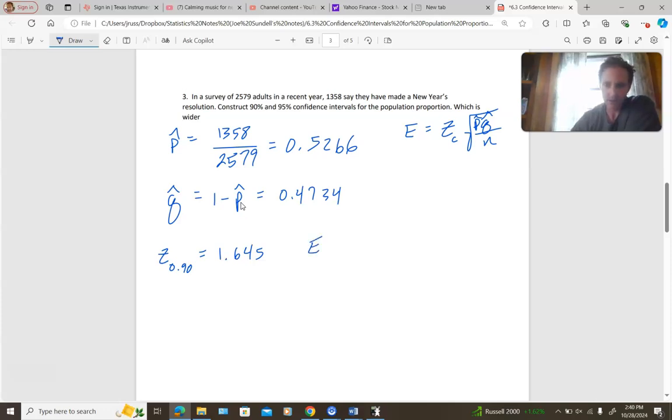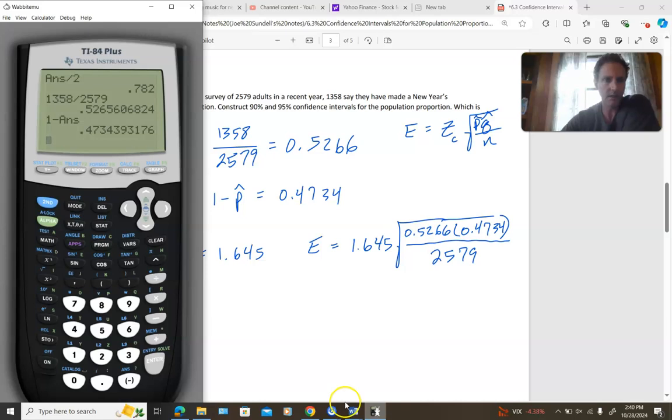And now I'm going to plug all these values into my formula: times the square root of p hat, which is 0.5266, times q hat, which is 0.4734, and then this is divided by the size of the sample, which is 2,579. Okay, so let's plug all this in.